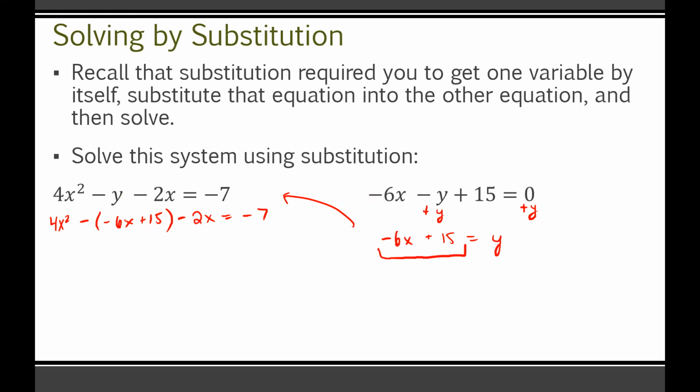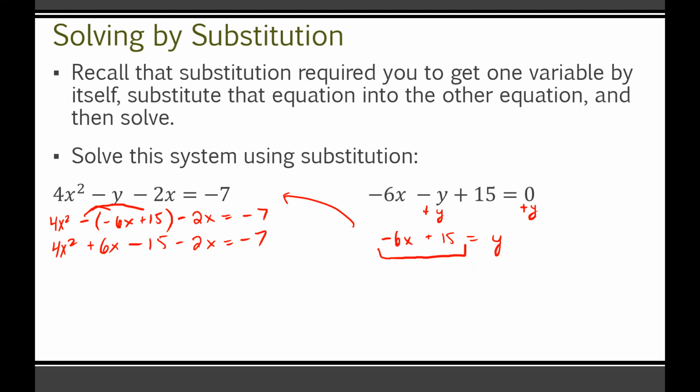Usually, I think the easiest way of doing this is just to take this minus and think that you're double dipping it through these brackets here. So the minus is going to bounce here and bounce over here. What that gives us is 4x squared, and then minus 6x is actually plus 6x. And then minus plus 15 is minus 15. And then, of course, we have this minus 2x over here equals negative 7.